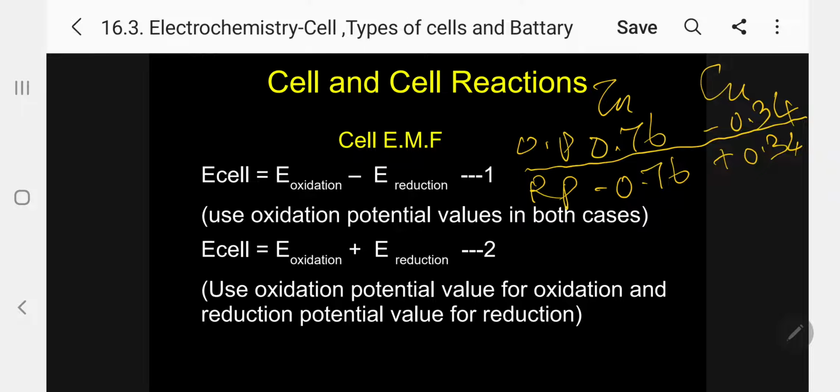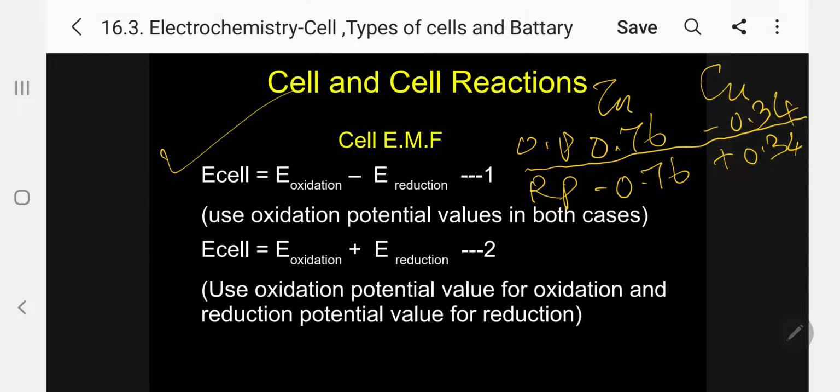Value we cannot memorize. What we can memorize? The position of the metal can be memorized. That's why I am suggesting this idea. So, for example, there are two methods we can calculate cell EMF.